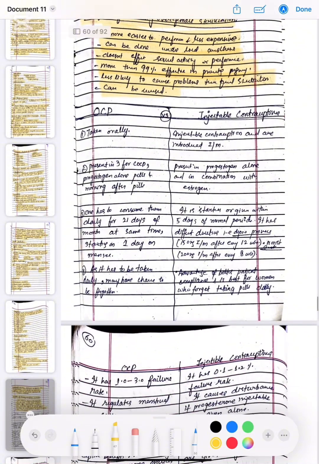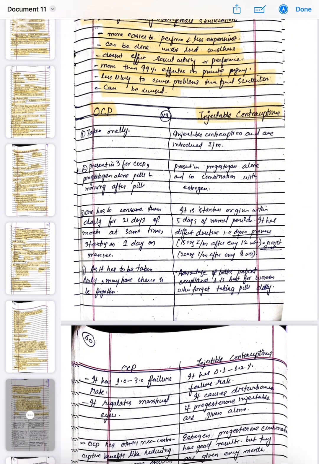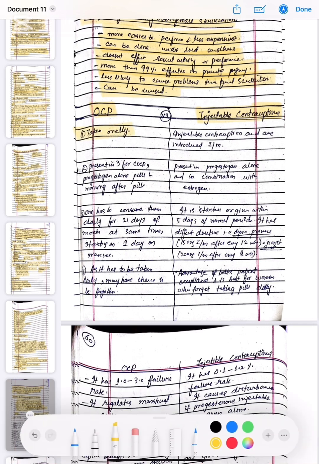Now we have the oral contraceptive pills and injectable contraceptives. The comparison between these two: OCPs are taken orally, while injectable contraceptives are introduced intramuscularly. The OCP is present in 3 forms: the combined oral contraceptive pill, progestogen alone pills, and morning after pills. Injectables are present as progestogen alone and in combination with estrogen.